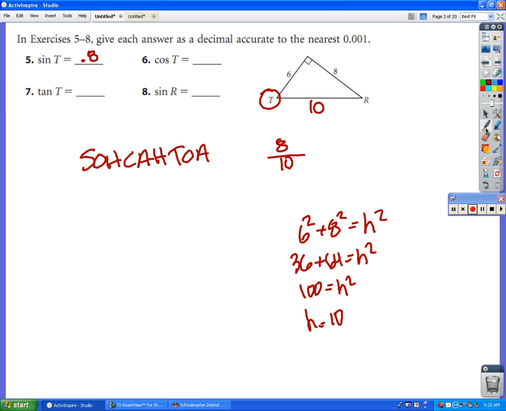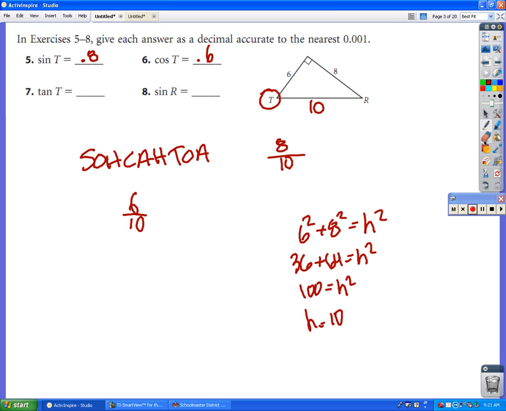Adjacent to angle t would be 6. And the hypotenuse is still 10. So 6 divided by 10 is 0.6. Why is that one the hypotenuse? Because it's across from the right angle. The sides next to this angle are your 2 options for the adjacent side, but this one is the hypotenuse. So you have to find the side across from the right angle first, and then the one that's in between the angle and the right angle is the adjacent side.